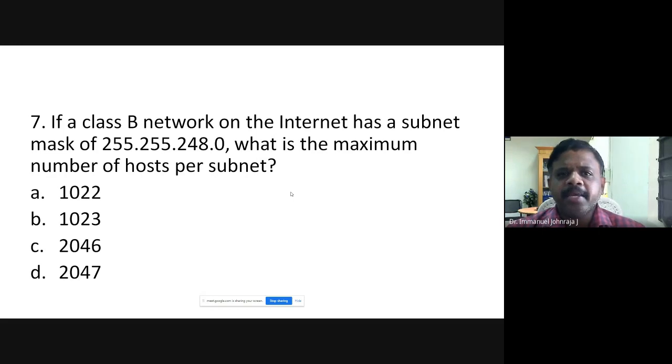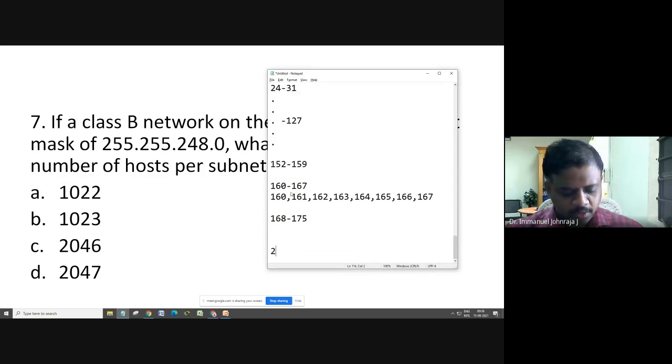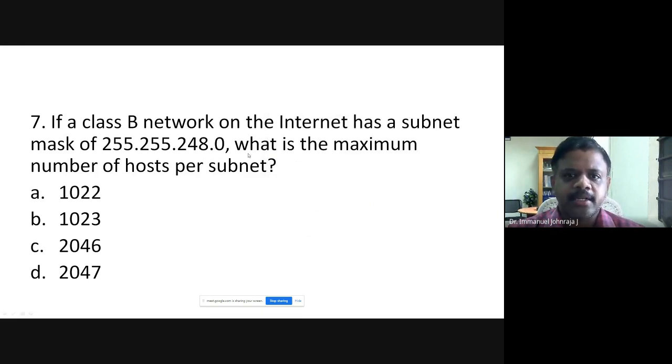If a class B network on the internet has a mask of this, sir, this class B is here just to confuse you. The question is, there is a mask of 255.255.248.0. I just wrote the mask which is given on this screen. What is the maximum number of hosts per subnet?